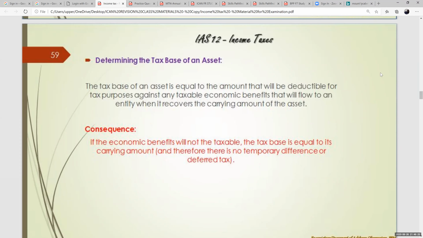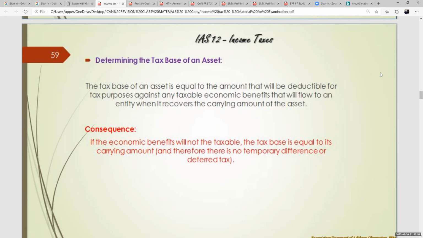And for there not to be a temporary difference, the only factor that will have occurred is that the carrying amount of an asset and the tax base are the same, which invariably means that we can deduce the fact that, provided the economic benefit associated with an asset is not taxable, the tax base at every instance must be equal to the carrying amount.